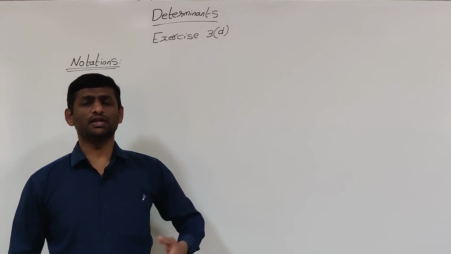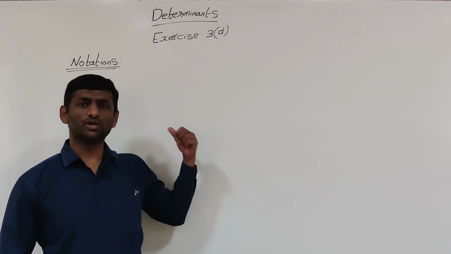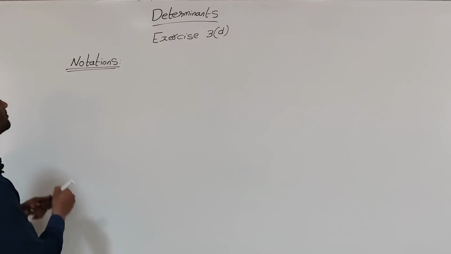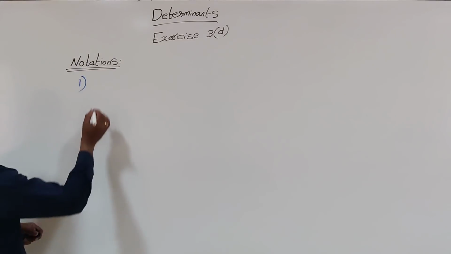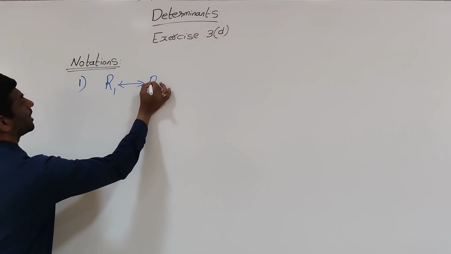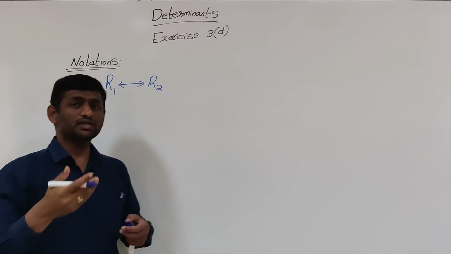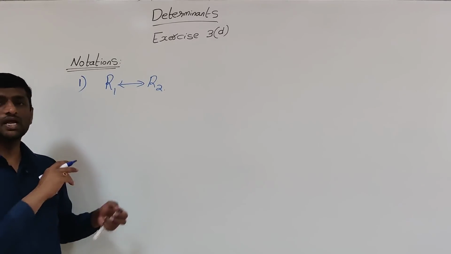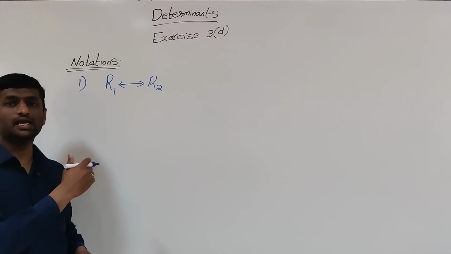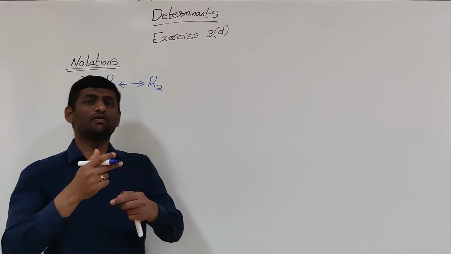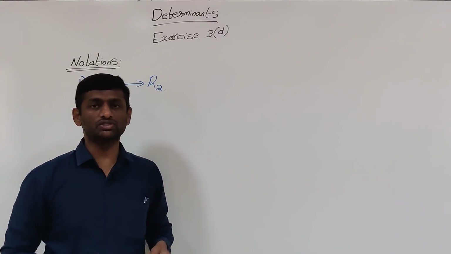Before entering into the problems, let's see some notations. There are three notations. Let's see them one by one. R1 and R2 as a matrix consists of rows and columns. R1 means the entire row 1, R2 means the entire second row. This indicates that the elements of row 1 and R2 are interchanged.